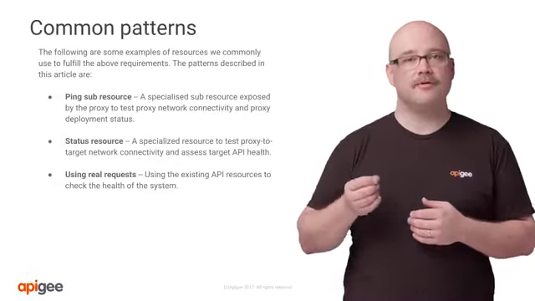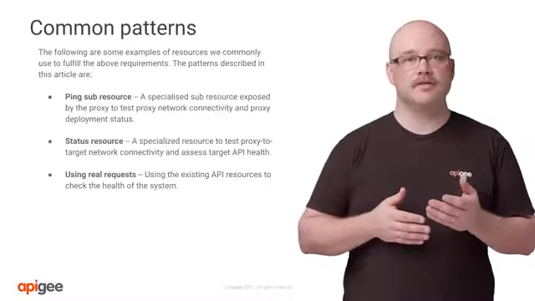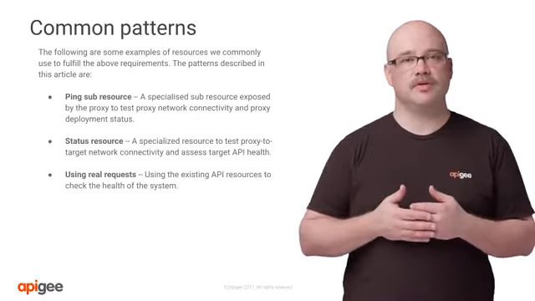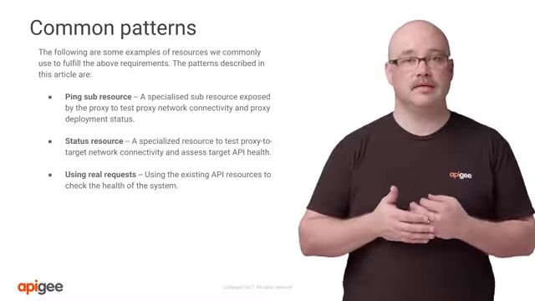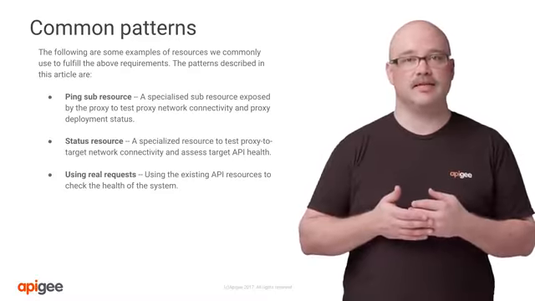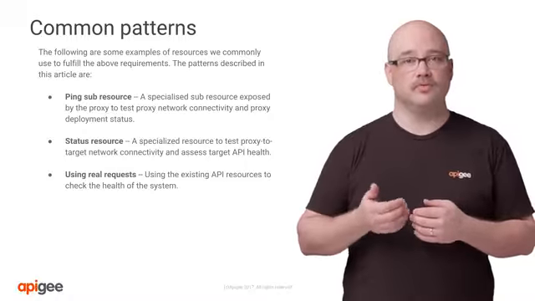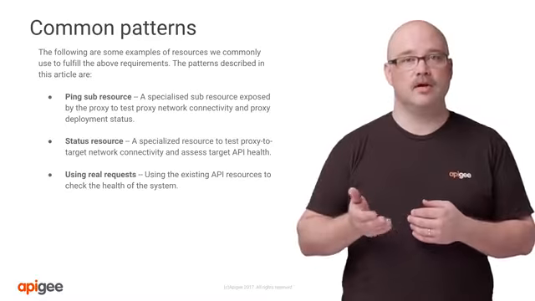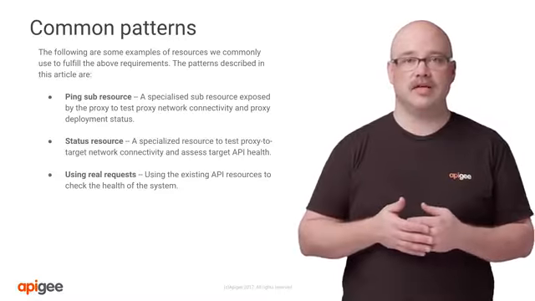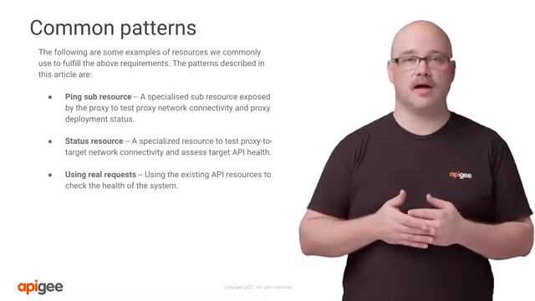There are 3 common patterns found in successful monitoring programs. First, you can use a specialized sub-resource that tests network connectivity and deployment status. Second, a specialized resource that can be used to report status and access target backend systems health. Finally, you can use real API requests to known resources with known states to check the health of the system and its ability to return a valid and correct response.